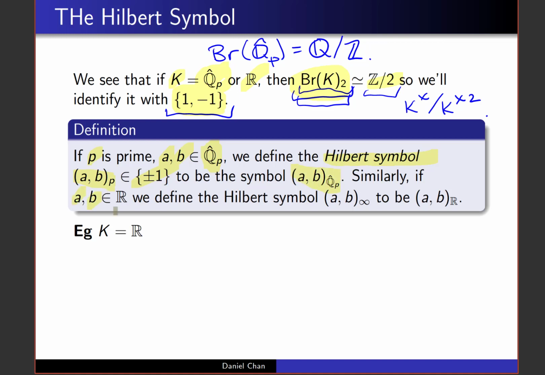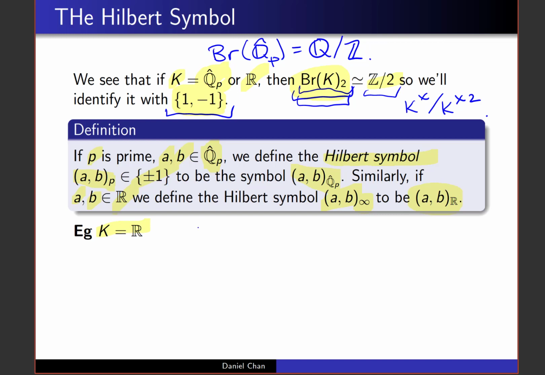Similarly, if a and b are real numbers, then we have the Hilbert symbol, and now we think of R as corresponding to an infinite prime, so we have a subscript infinity there, and this is just an element of that 2-torsion in the Brauer group. Now I'll show you how all this theory works in the case of k equals R, because that's fairly simple to see.